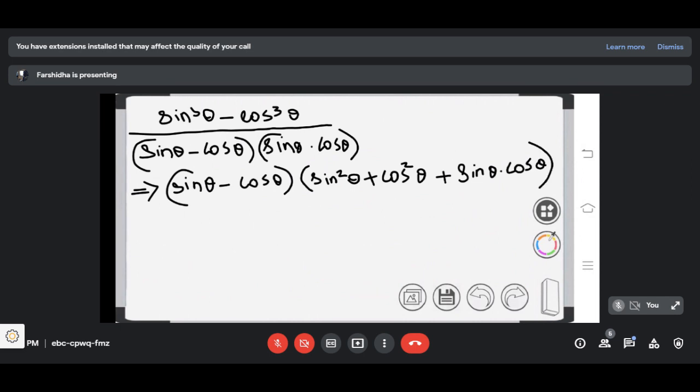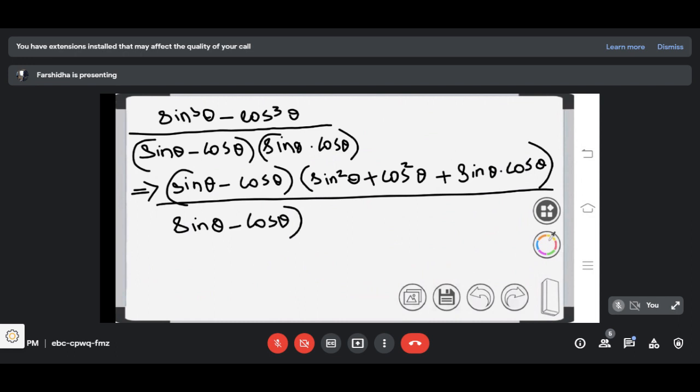This is the identity. Divided by, write the same thing, sine theta minus cos theta into sine theta cos theta. So now you can see sine theta minus cos theta on the numerator side, sine theta minus cos theta on the denominator side get cancelled.